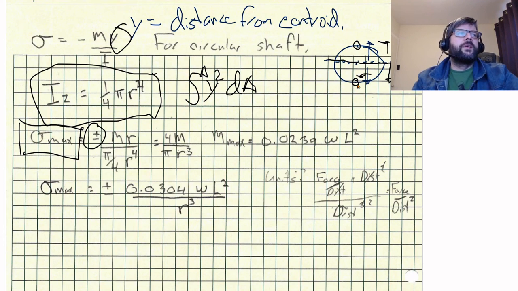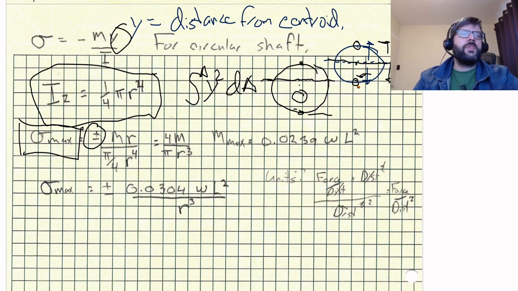If it was a weird shape, like if it was a shaft but someone had a hole in it, then the centroid would be shifted upwards a bit. In that case, the maximum tensile stress at the bottom would be larger in magnitude than the compressive stress at the top. That's not the case here. Here, they're equal in magnitude. They're just opposite in sign. So again, I threw a plus and minus sign there.